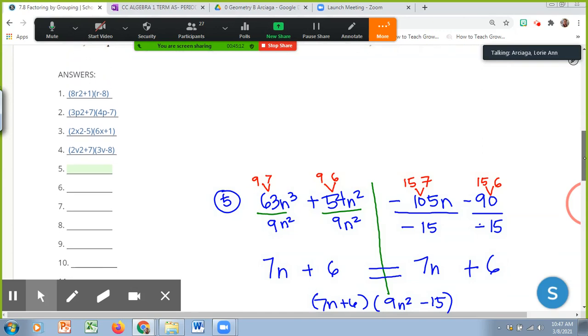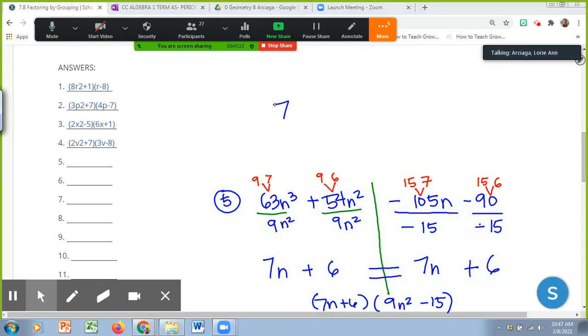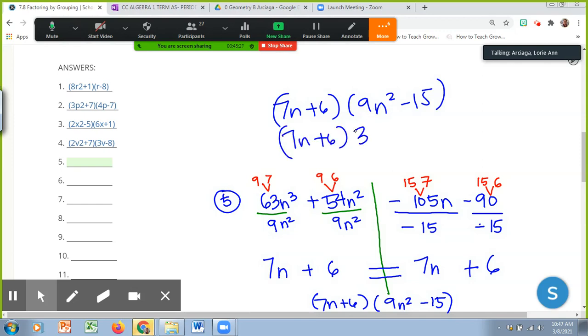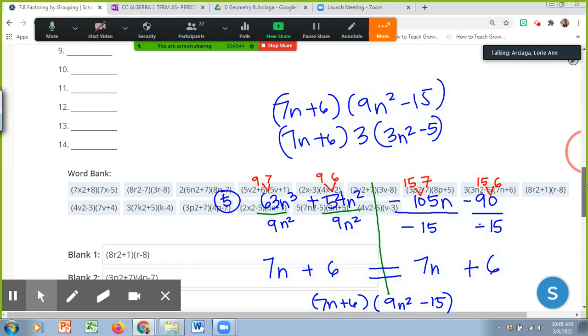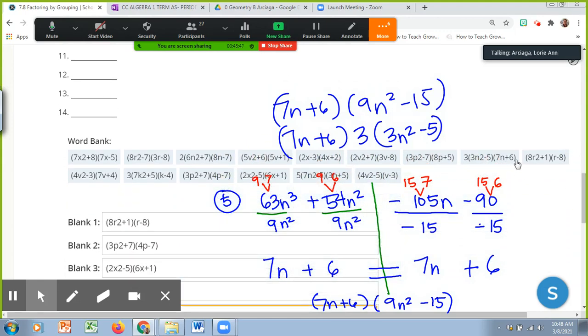I have to move it up so I will have more space. So if I have 7n plus 6, and then you have a 9n squared minus 15, this actually has a greatest common factor again, right? The greatest common factor here would be 3, yeah? So 9 divided by 3, that's going to be 3n squared. And a negative 15 divided by 3 is going to be negative 5. So if you rearrange that, you can put the 3 in front, which looks like that one in the answer bank. So this one, 7n plus 6, that's the one. And then there's a 3 in front, and then 3n squared minus 5.